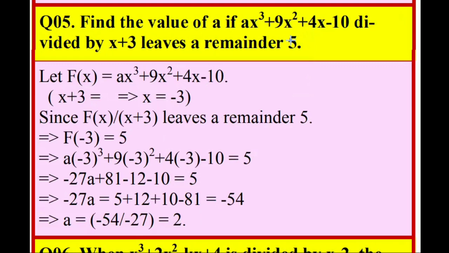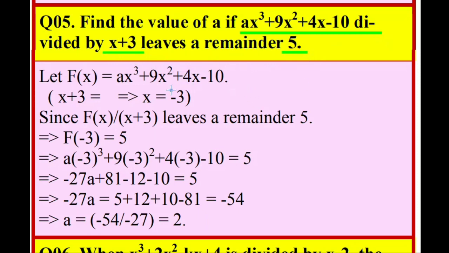Find the value of a if ax cube plus 9x square plus 4x minus 10 divided by x plus 3 leaves a remainder 5. In the previous question it was said that the particular divisor is a factor, but here the question says that this polynomial ax cube plus 9x square plus 4x minus 10, when divided by x plus 3, the remainder obtained is 5. Now let's see how to proceed.